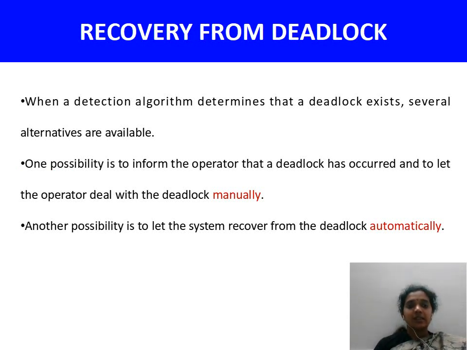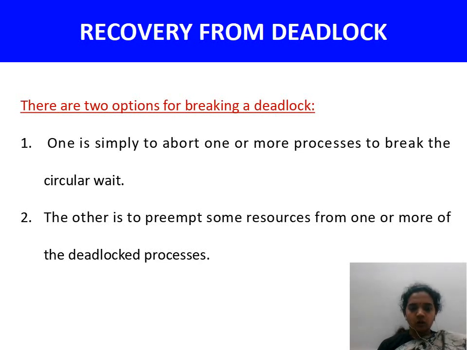So when a deadlock is detected, how can we recover from the deadlock? For this, there are two approaches. There are two options for breaking a deadlock. One is simply to abort one or more processes to break the circular wait. The other is to preempt some resources from one or more of the deadlocked processes.